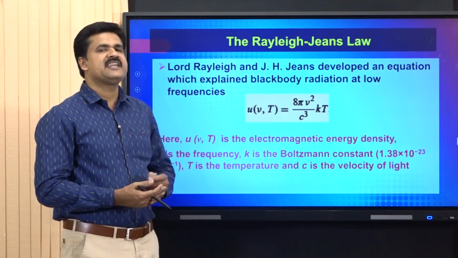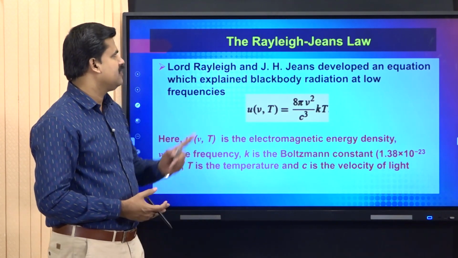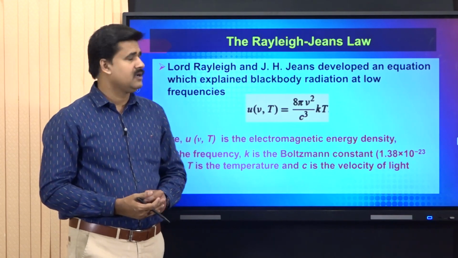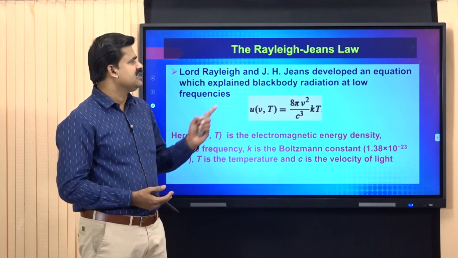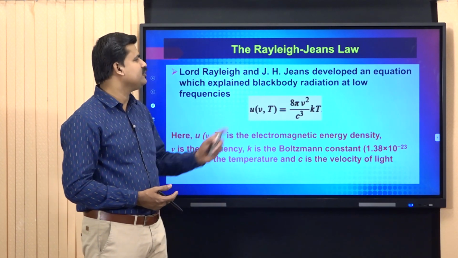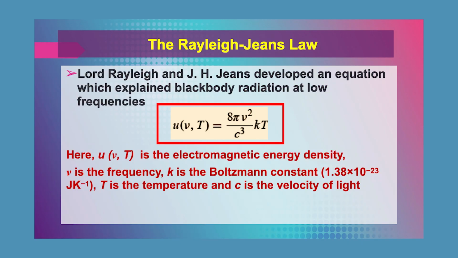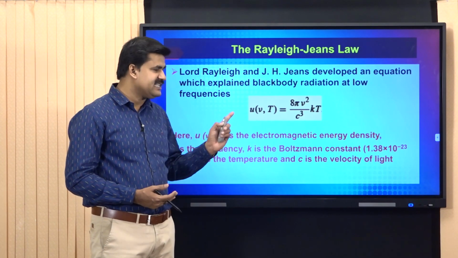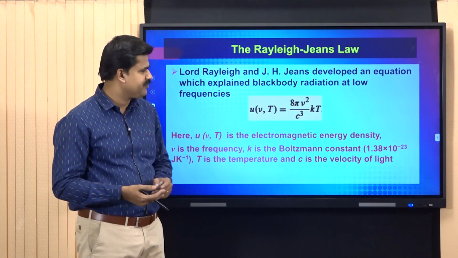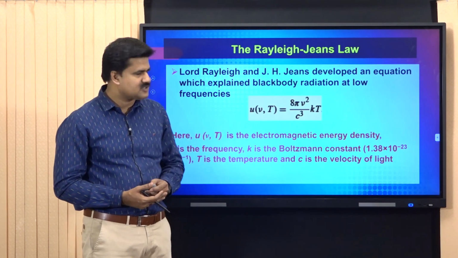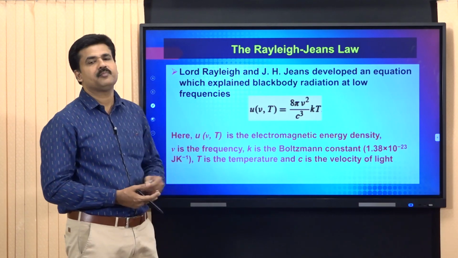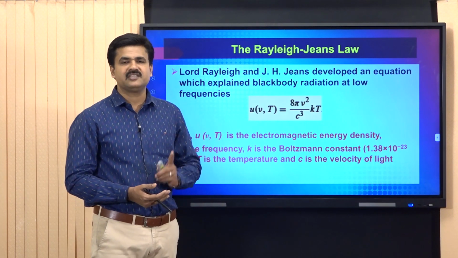Now, the explanation of black body radiation. First of all, the Rayleigh-Jeans law. Lord Rayleigh and J.H. Jeans developed an equation which explained black body radiation at low frequencies. This is the Rayleigh-Jeans law, that is U nu T is equal to 8 pi nu squared divided by c cubed into kT. Here, U nu T is the electromagnetic energy density, nu is the frequency, k is the Boltzmann constant, its numerical value is 1.38 into 10 raised to minus 23 joule per Kelvin, and T is the absolute temperature.